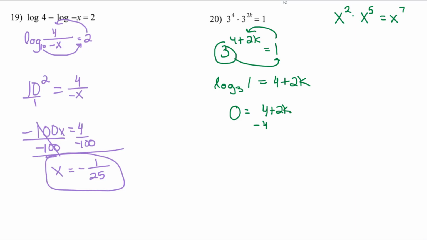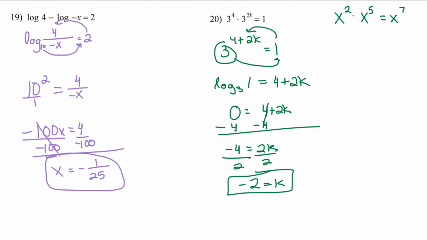And then we would subtract 4 and divide by 2. And our answer is k. K equals -2. So if you wanted to check this, you'd say 3 to the 4th times 3 to the 2 times -2 equals 1. So that's 3 to the 4th times 3 to the -4th. And that might be where you're like, oh, I don't want to do this. But if you know the properties of exponents, then you know that you can combine those and get 3 to the 0, which does in fact equal 1. So not so bad if you remember those exponent rules.